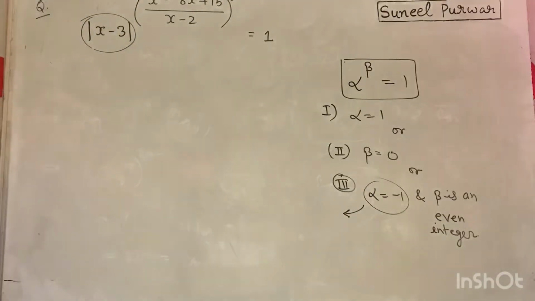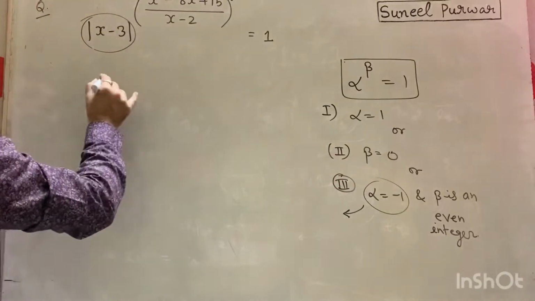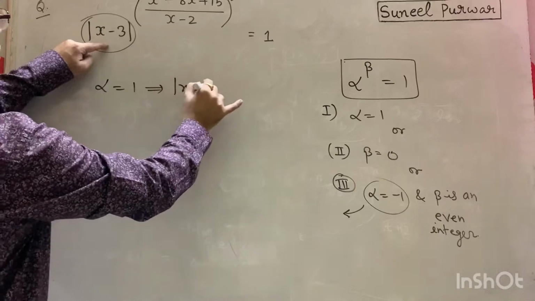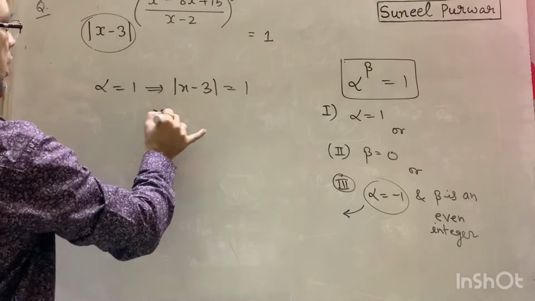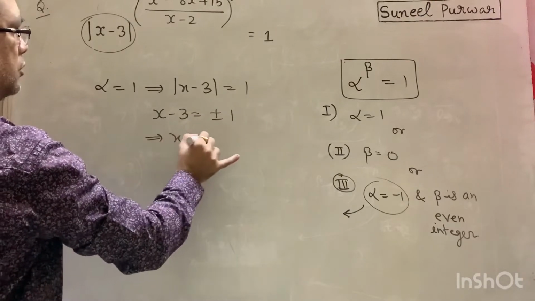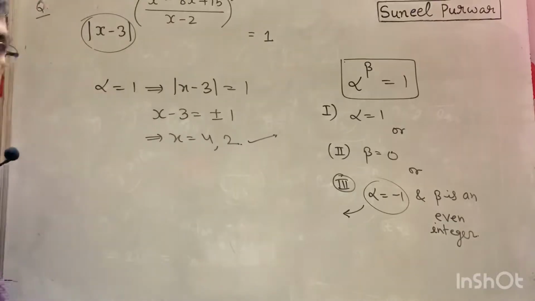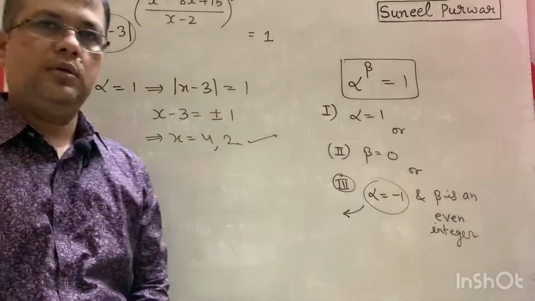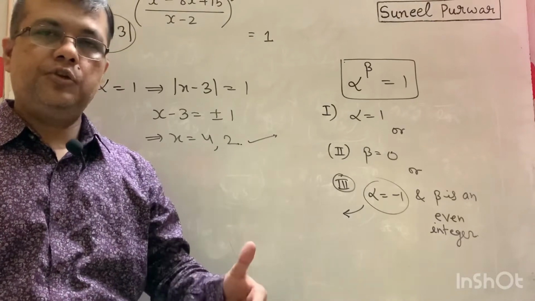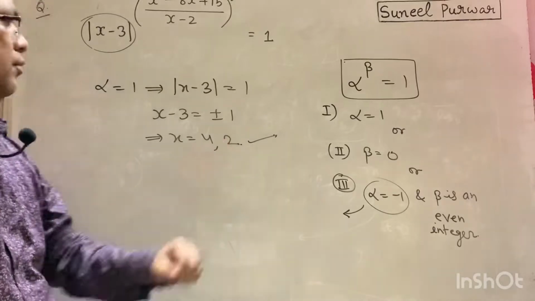So let's go with the first two cases. In the first case, alpha equal to 1. In place of alpha, there is mod of x minus 3, which is 1. So x minus 3 value can be +1 or -1. So this means x is equal to 4 or 2. Keep it on hold. Remember, whenever you are solving the equations, all the values of the unknown that you get may not be the solution. So that's why I said keep these values on hold.